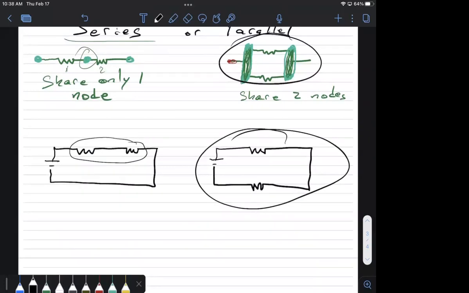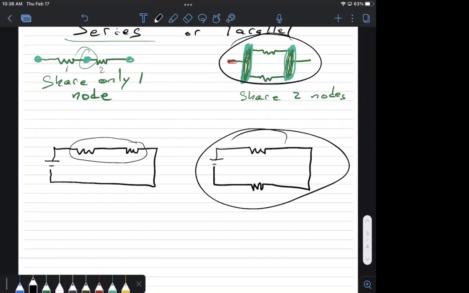But that's a misnomer. When people say the two resistors are in parallel, they don't mean they're literally parallel to each other in terms of geometry. What they mean is these two things can run at the same time. You can have electrons going through one branch and electrons going through the other branch, both happening at the same time separately.